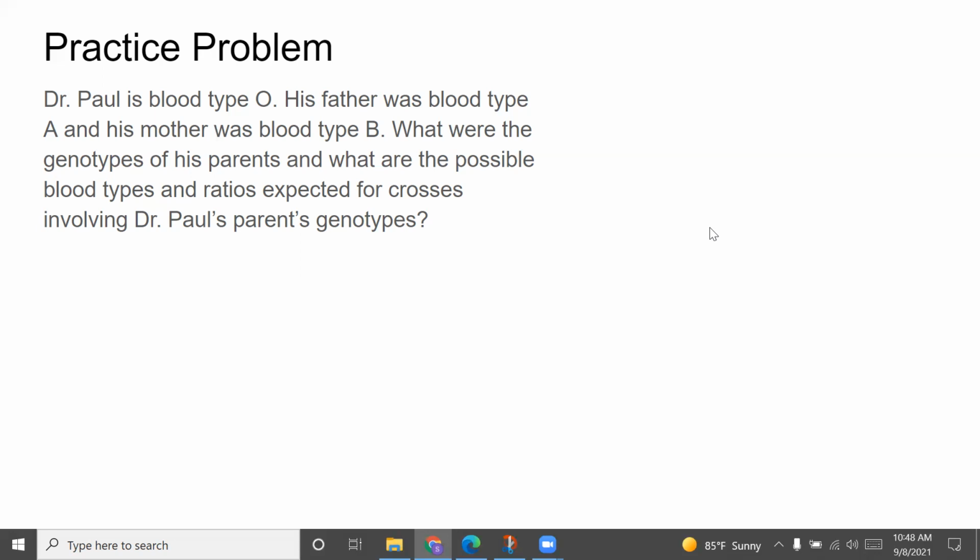The question continues to ask, what are the possible blood types and ratios expected for crosses of those parents? So fill in your Punnett square. And notice that it's asking us for ratios. So you have to put your answer in ratio.